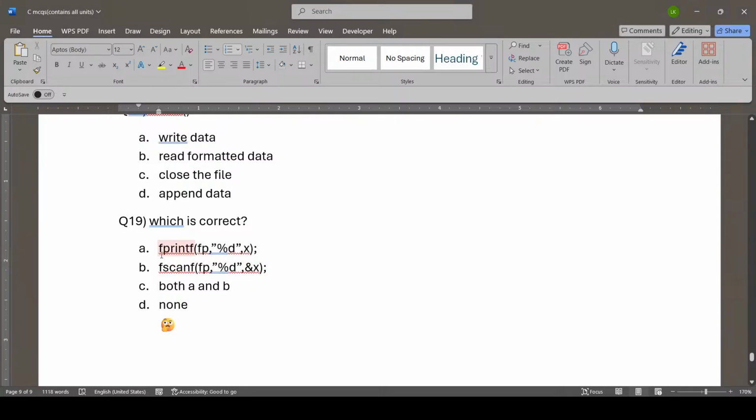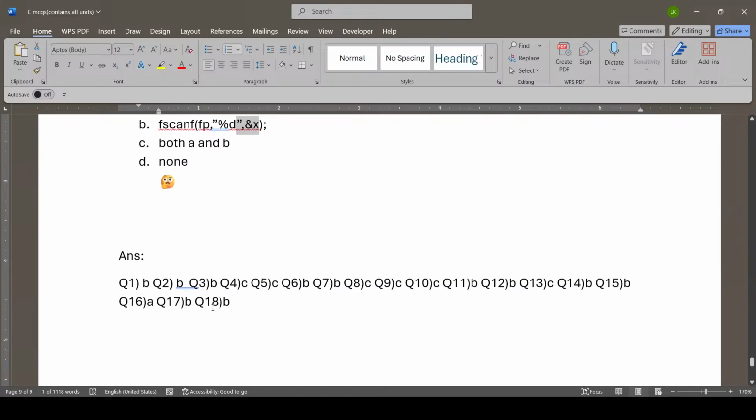So fprintf is the right answer when we store the data. This is the format, or we can say syntax: first we write the file pointer, then we give the specifier, then we give the variable name. If we are going to read the data, we have to use fscanf. This is the format, and for all the numeric variables, we have to use the address. So it means A and B both are right. So the answer is 19C.